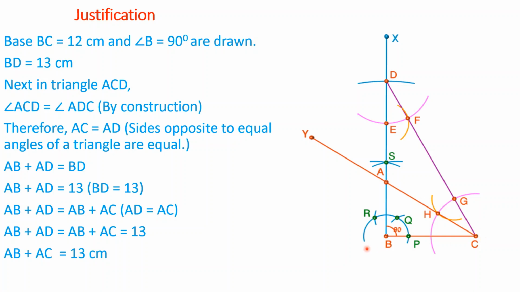ABC is a triangle in which BC is the base of 12 centimeters, angle B is 90 degrees, and AB plus AC is 13 centimeters.